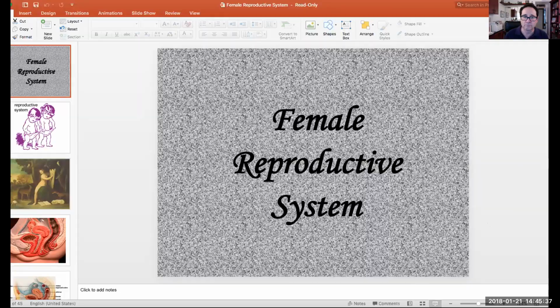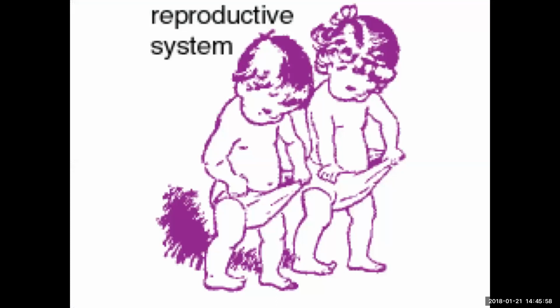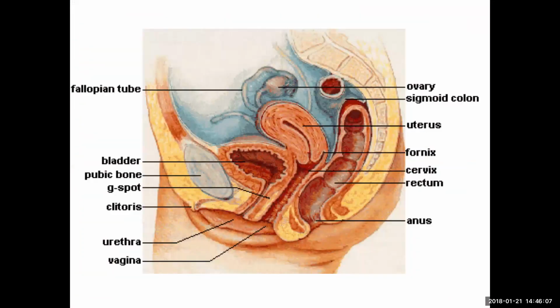Start with the female reproduction. Okay, so we have the female reproductive system, and we can take a look at the anatomy of the female. Okay, very quickly, we can see the different structures.